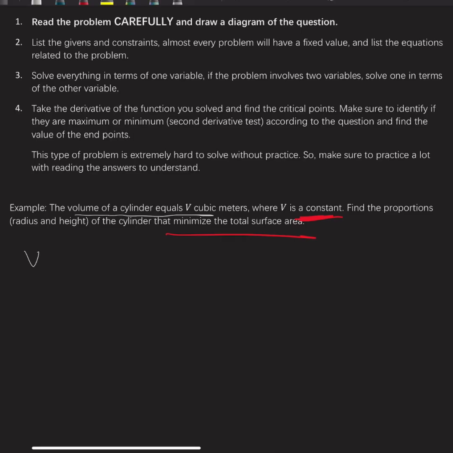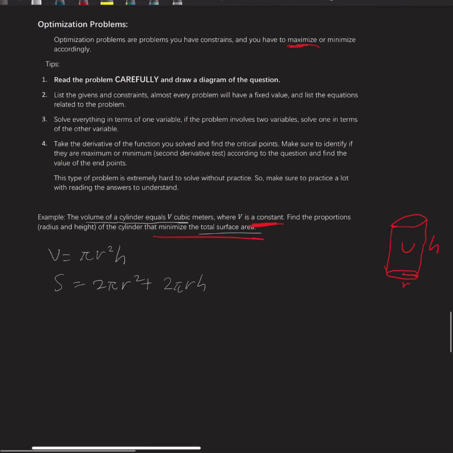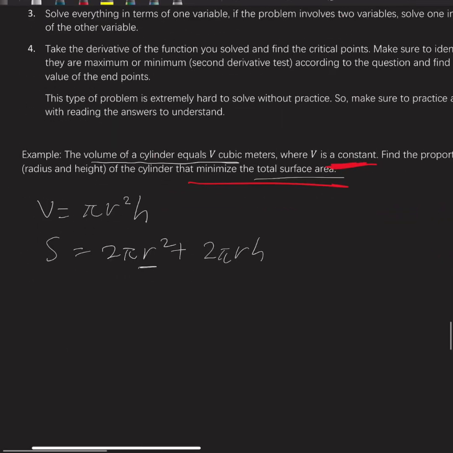So what is volume? That's equal to pi r squared h. And it's also asking for the surface area, so we also need the equation for surface area, which is 2 pi r squared plus 2 pi r h. Now, S is in terms of both r and h. We need to solve in terms of one variable.